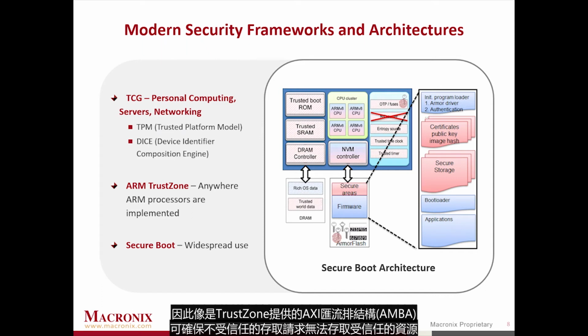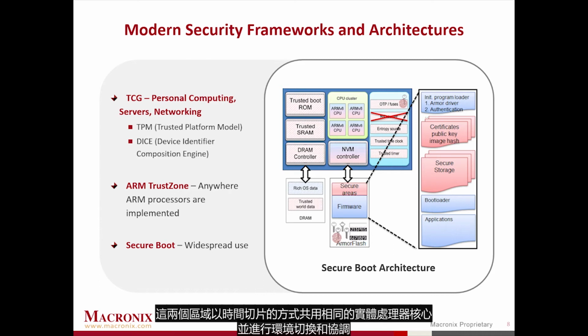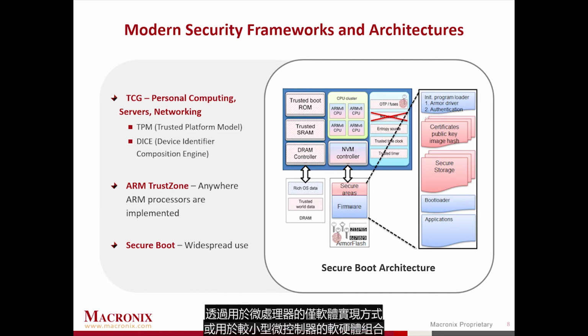So for example, a TrustZone-enabled AMBA AXI bus fabric ensures that trusted resources cannot be accessed by non-trusted access requests. These two zones share the same physical processor core in a time-sliced fashion and do context switching and arbitration either through a software-only implementation for microprocessors or through a combination of software and hardware for smaller microcontrollers. TrustZone removes the need for a dedicated security processor core and further saves system cost and power by allowing high-performance security software to run alongside a non-trusted operating environment.